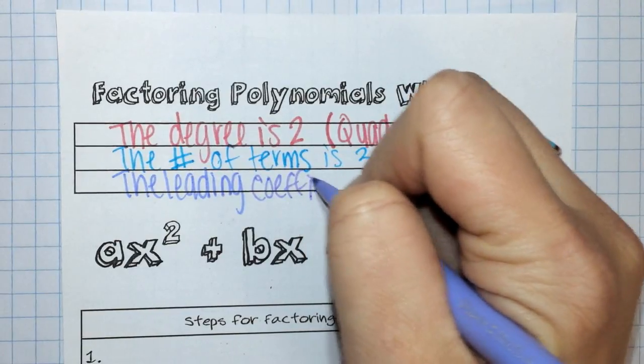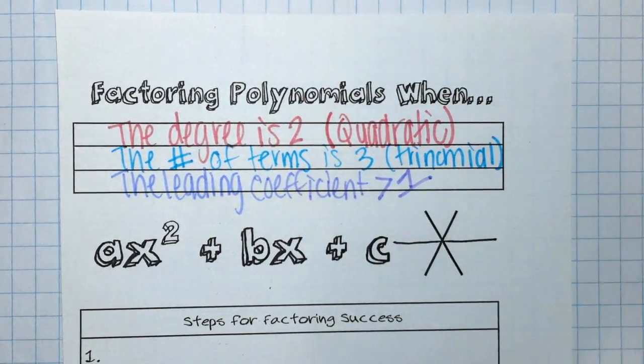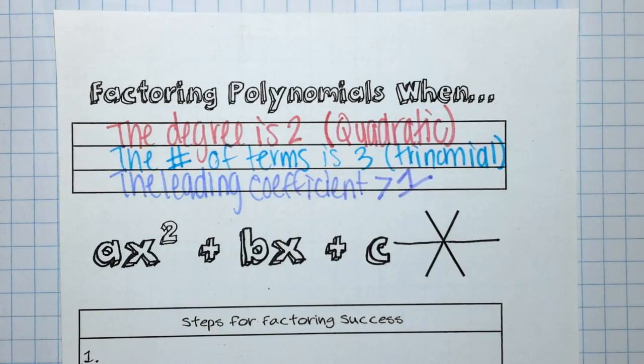So when the leading coefficient is greater than 1, because isn't that what our learning target said? That our leading coefficient is going to be greater than 1. So what number is greater than 1? Fantastic.